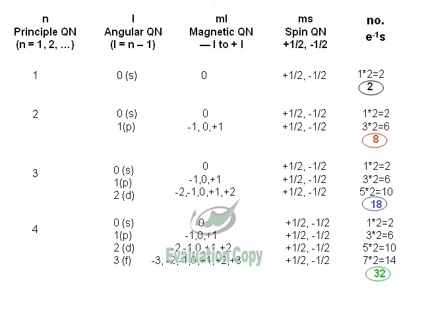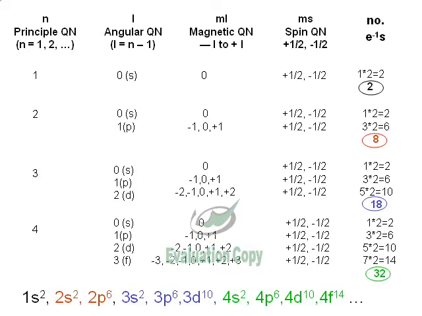So I need a way of representing these which will tell me what the principal quantum number is, what the angular quantum number is, and how many electrons there are. And the way we write that is 1s2. 1s2 means 1 is the principal quantum number, s is the angular quantum number which corresponds to l equals 0, and that level can have 2 electrons.